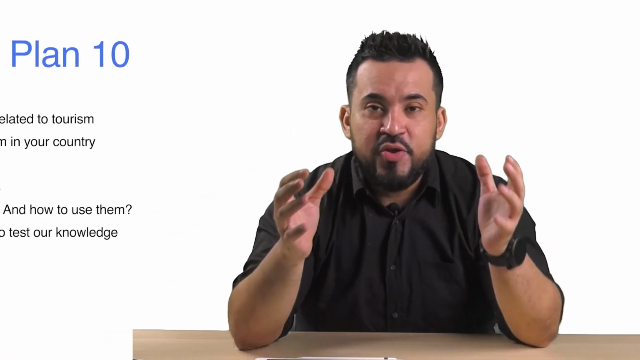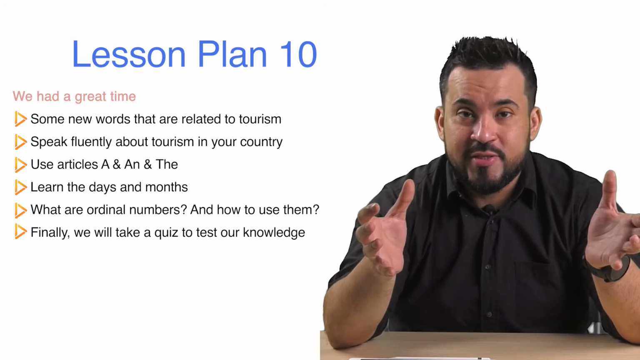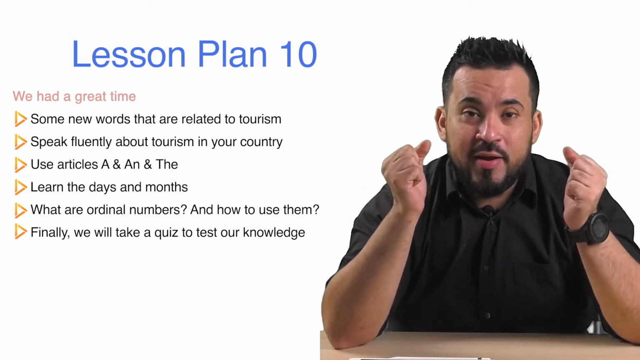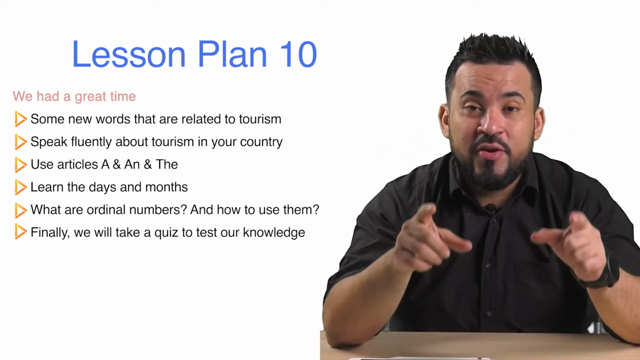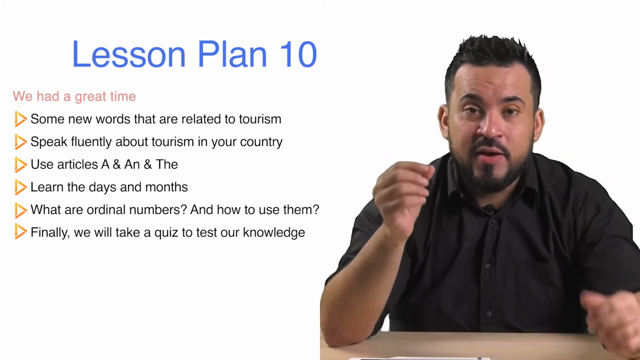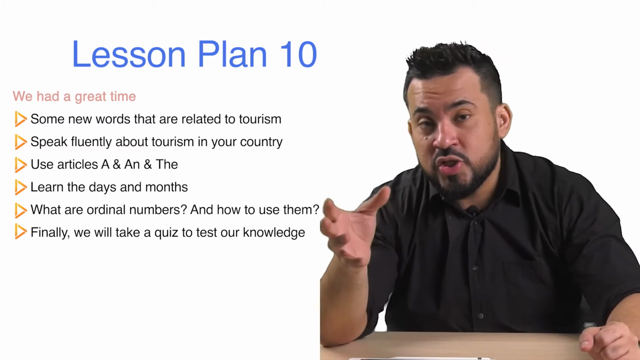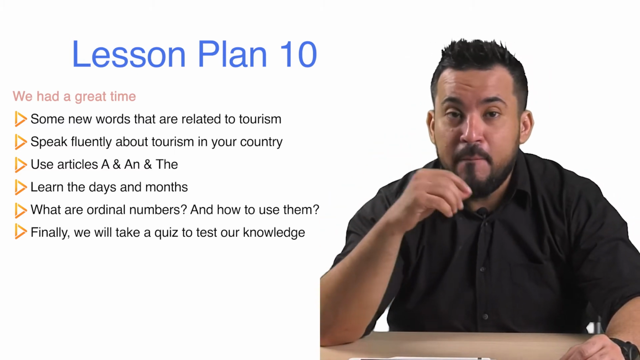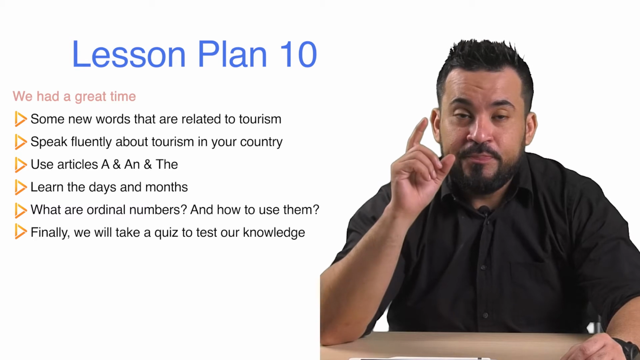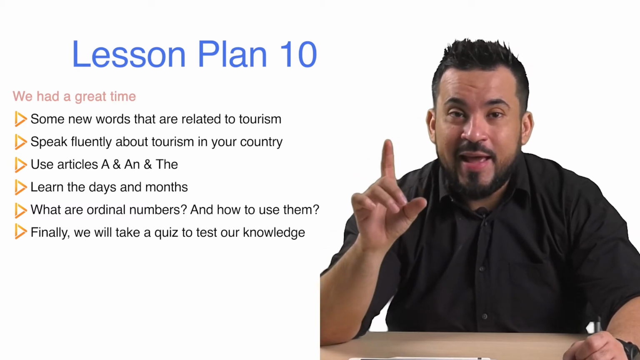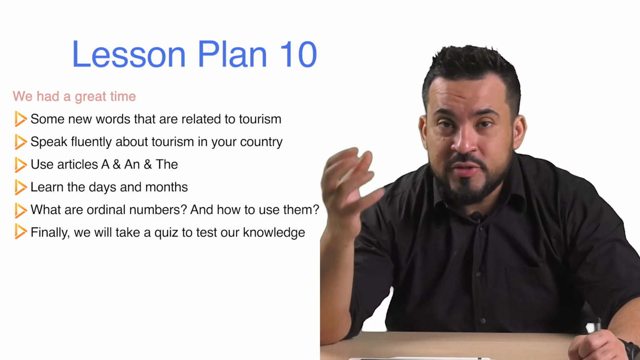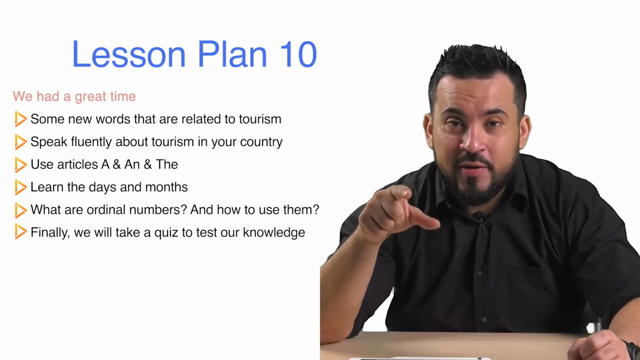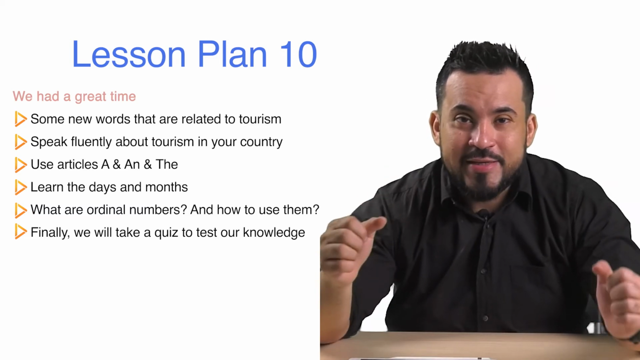Today we are going to learn some new vocabularies related to tourism. We are going to learn how to speak a little better about tourism. We will learn about the articles a, and the. We'll also learn how to read days and months in English. And one last thing are ordinal numbers. What are ordinal numbers and how to use them, you are going to find out today. So let's get to it.